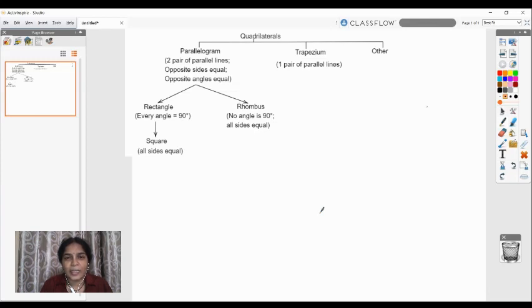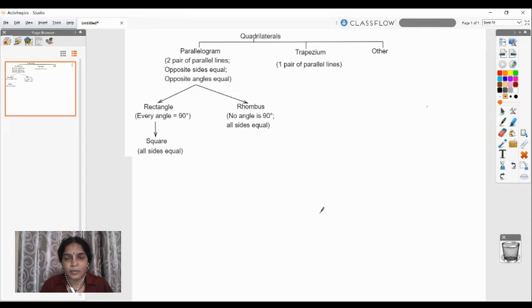Now, when we learn things in a certain way, nothing is confusing. That's what we're going to do today. We're going to learn about quadrilaterals and the various types of quadrilaterals, with all their properties. Yes, with all their properties. What do we mean by properties?